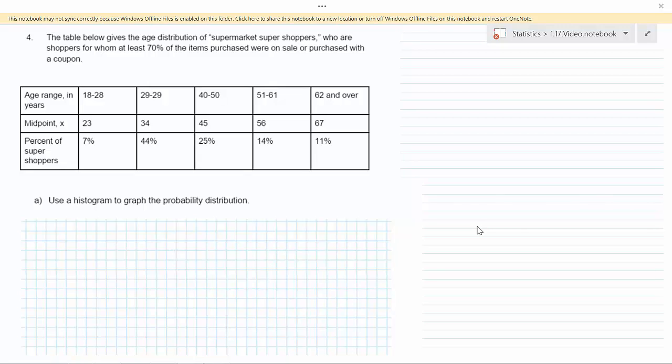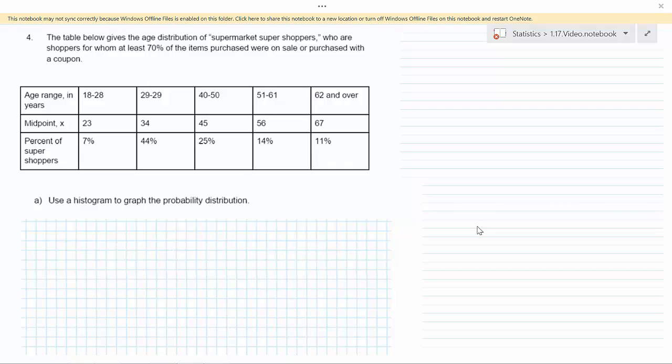Okay, statistics. We're going to look at number 4 from your review sheet. In this one, we have the age distribution of supermarket super shoppers. So these are people who, when they get something at the grocery store or some sort of store, at least 70% of the items that they purchase are either on sale or purchased with a coupon.